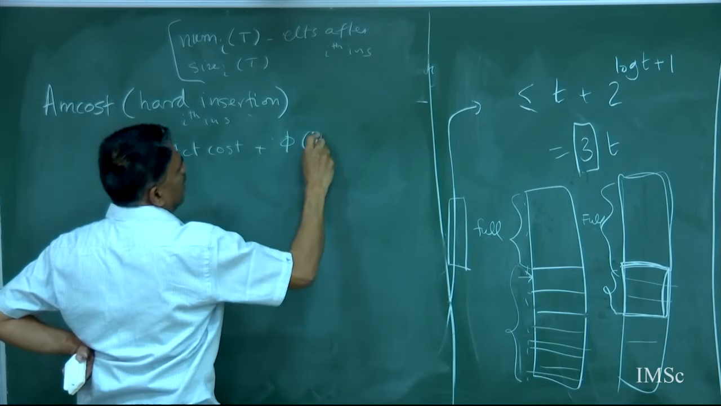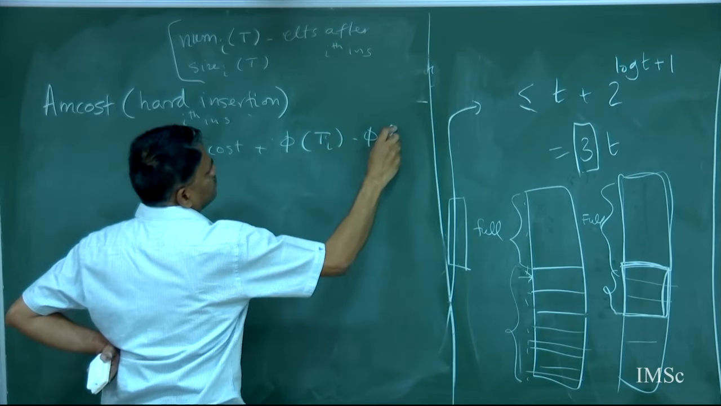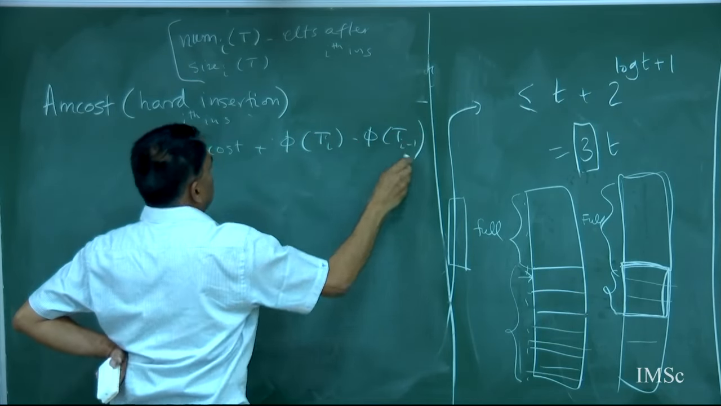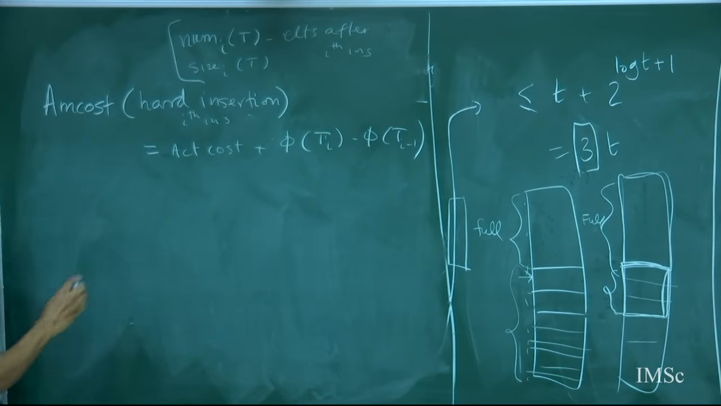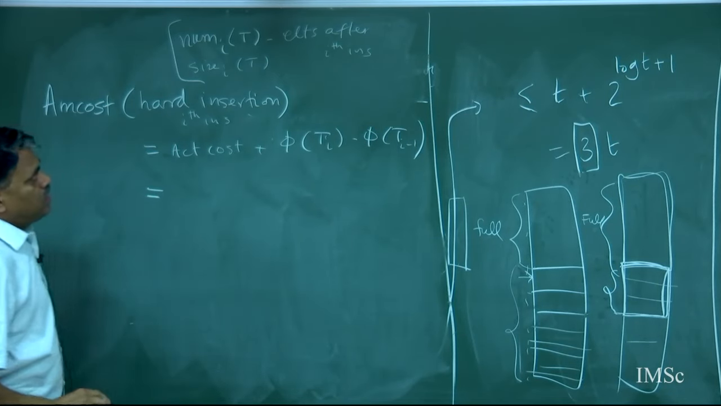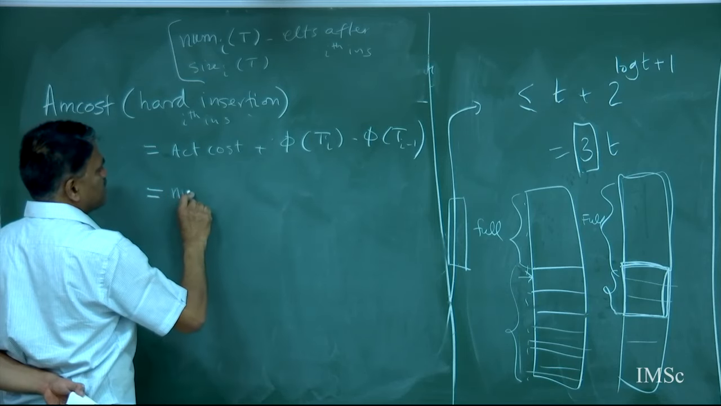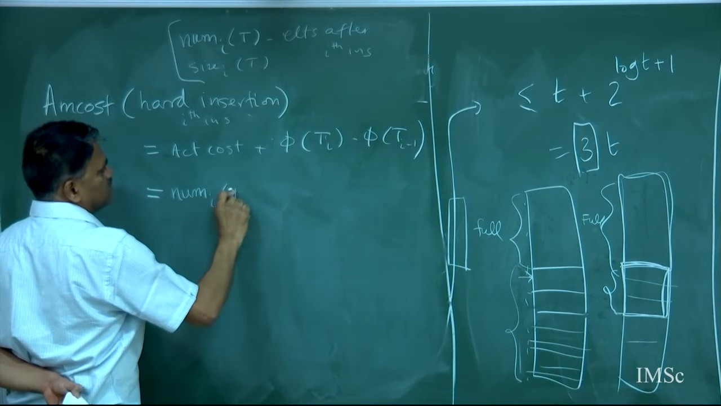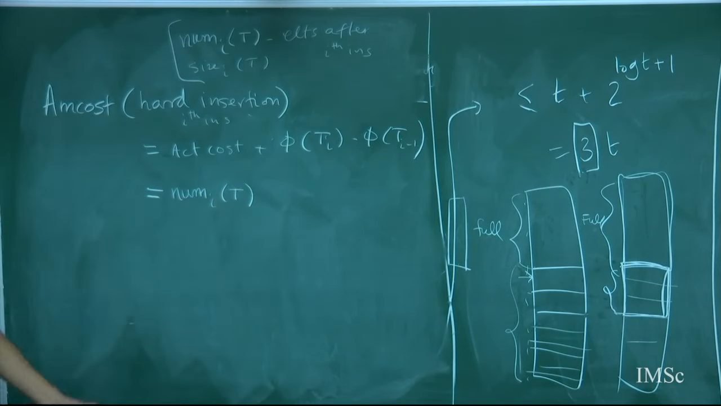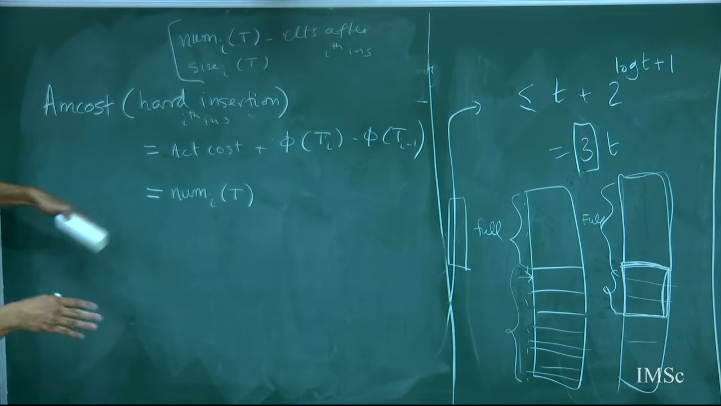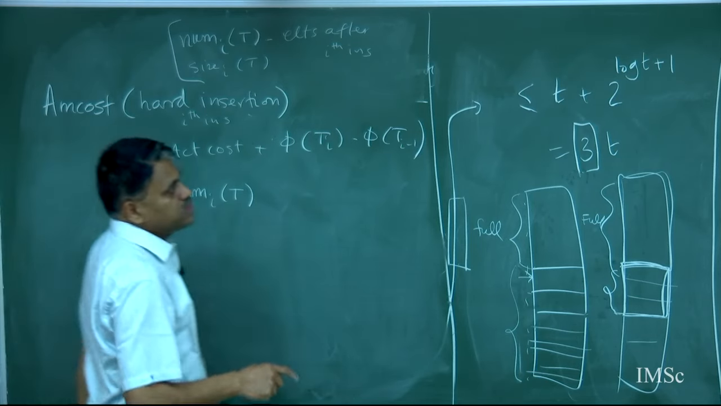So actual cost, and the potential after the ith insertion. So this is a formula. What is the actual cost? It's the number of elements after the ith insertion, because every element is going to be copied. It's a hard insertion, so we have a new table and we copy all elements, including the ith element. Now this is my potential.